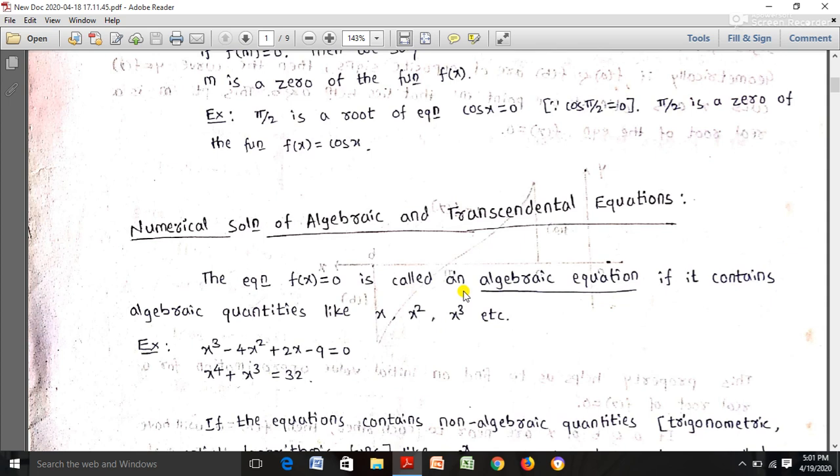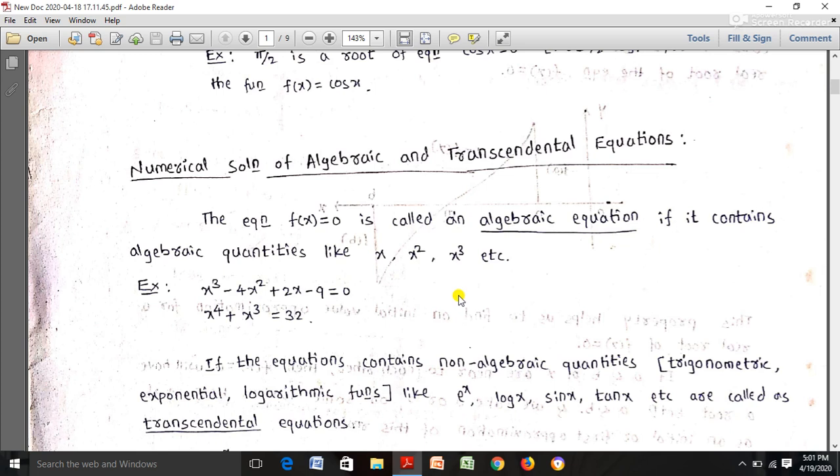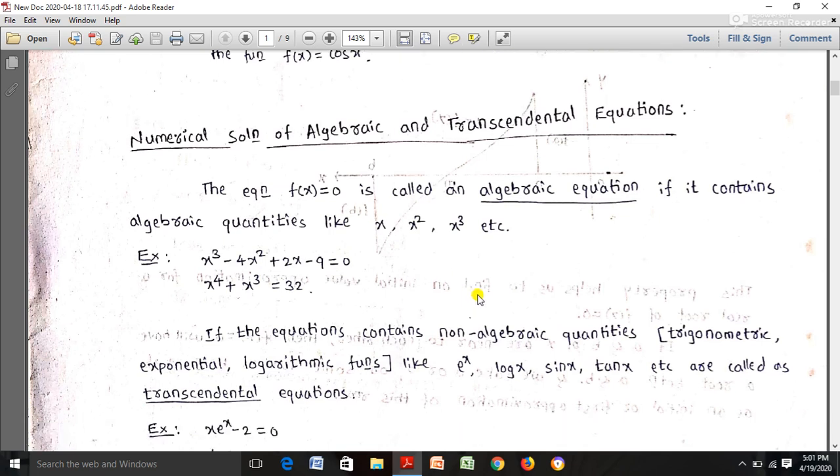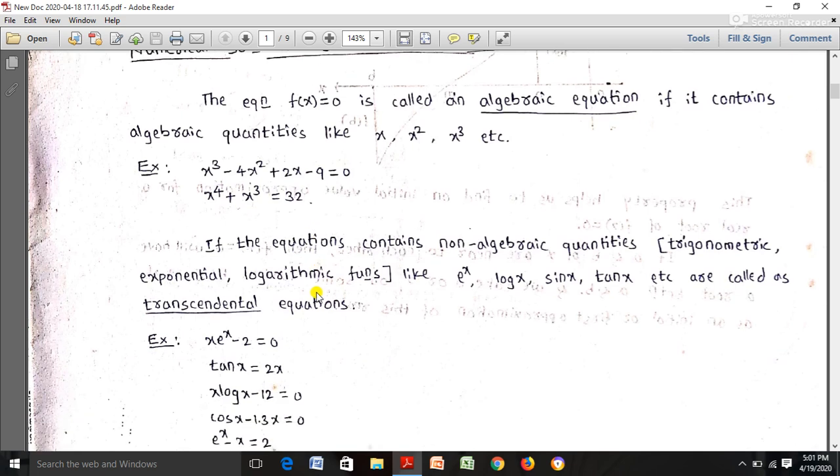The next topic: numerical solution of algebraic and transcendental equations. An equation f of x is equal to 0 is called an algebraic equation if it contains algebraic quantities like x, x square, x cube, x raised to 4, x raised to 5, etc. These are the simple ones. We can write these examples. First one is the cubic equation, x cube minus 4x square plus 2x minus 9 is equal to 0, or x raised to 4 plus x cube is equal to 32. So these are the examples.